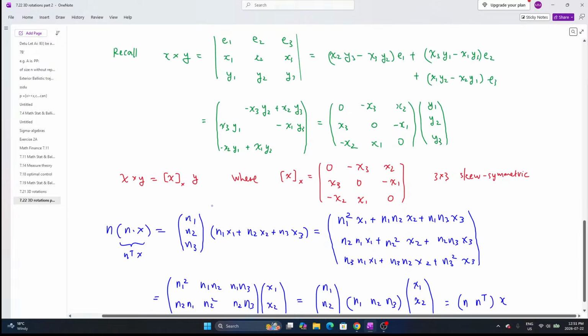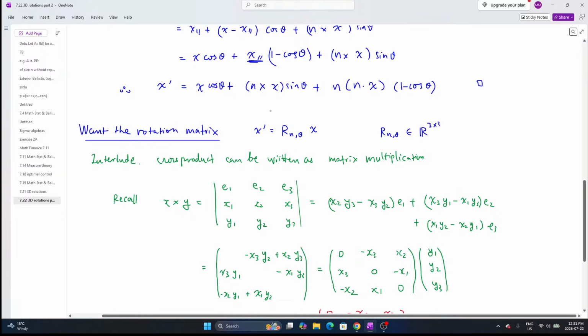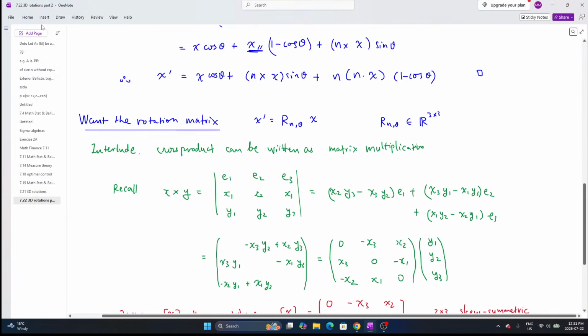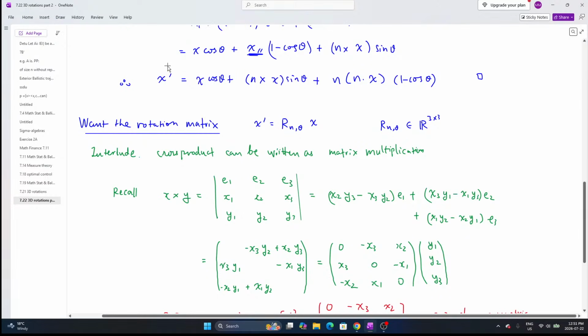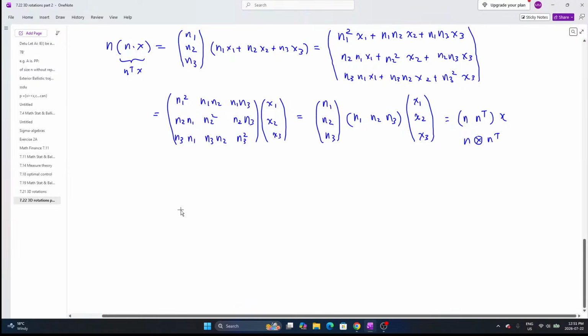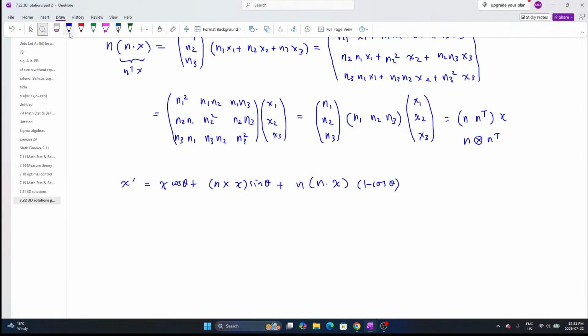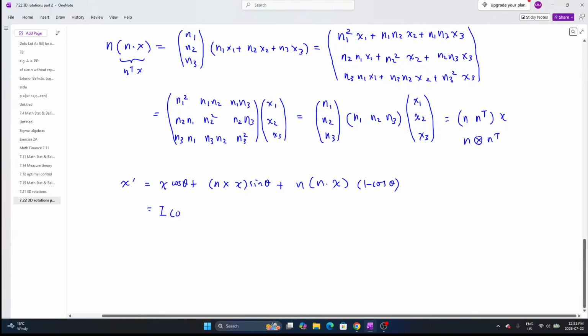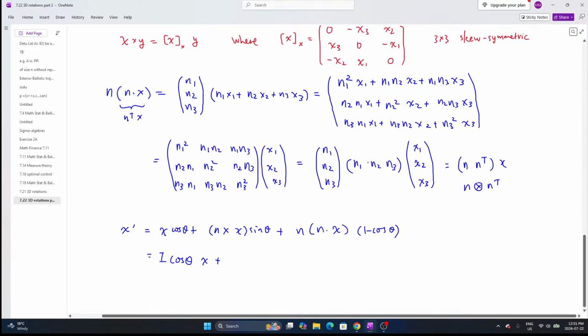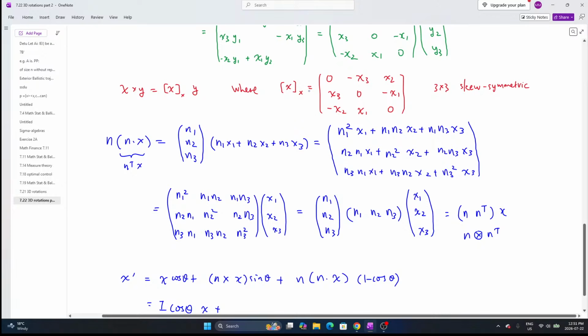So we're pretty much done here. The Rodriguez formula can now be rewritten in matrix form. The first term is the easiest: it's just I times cosine theta times x. The second term, as we argued, uses this special notation for the cross product.